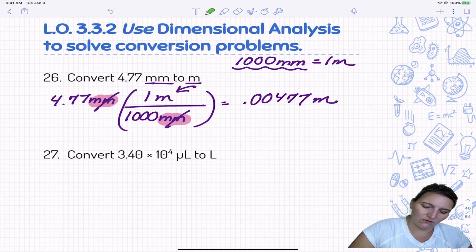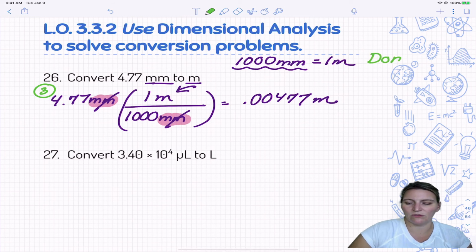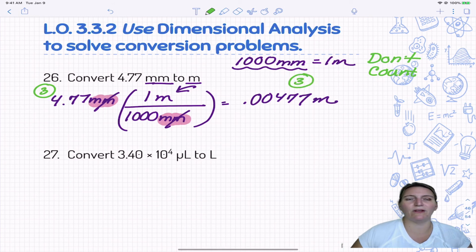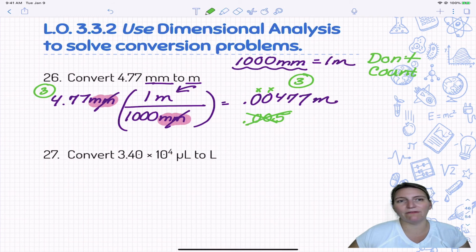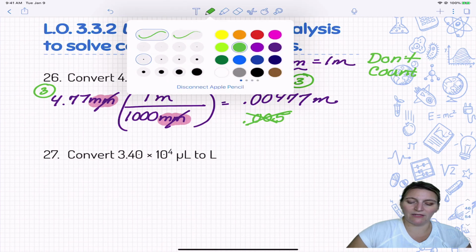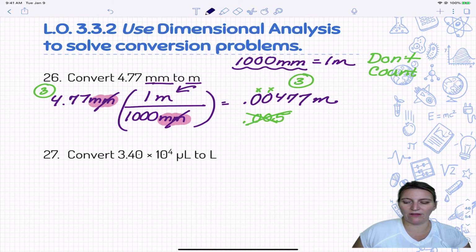Double check for significant figures. This number has 3, and remember, conversion factors don't count. So if they don't count, my answer should just have 3 significant figures. And what a lot of students will do is they'll say 0.005. That's wrong, because these zeros are not significant. Leading zeros, beginning zeros are never significant. If you think you got this, again, try the next one. Hit pause, try the next one, and see how you do. If you want to continue along with me, that's great.